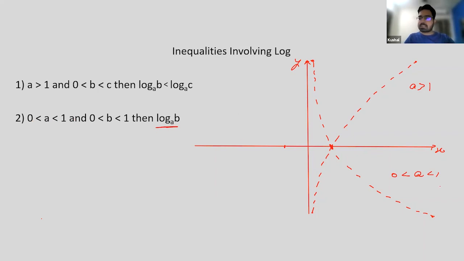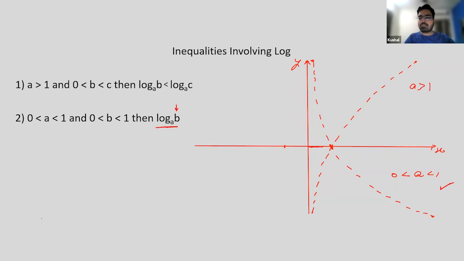That means this is the graph that we will be referring to. And my value of b, which is the input value in this case, is to lie between 0 and 1. Input value is along the x-axis. So this is the graph that I'm going to refer to, and I'm going to say that the value of input has to be between 0 and 1.